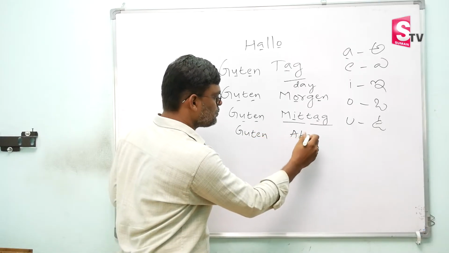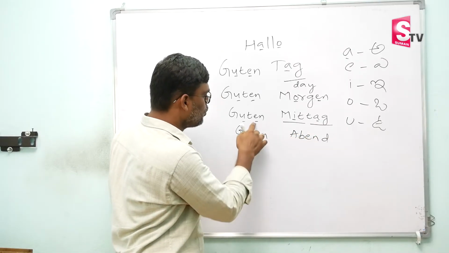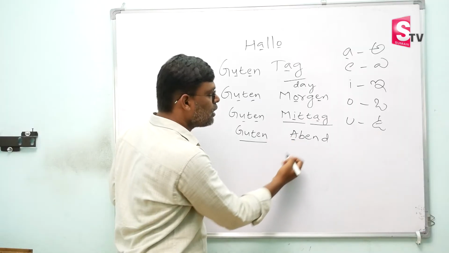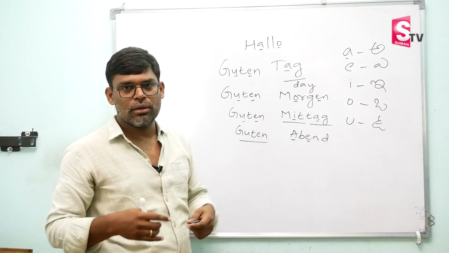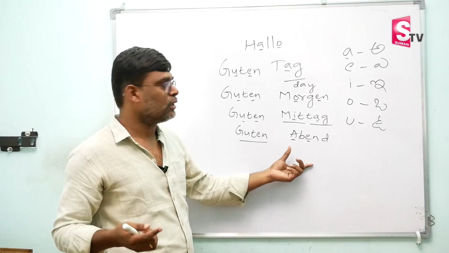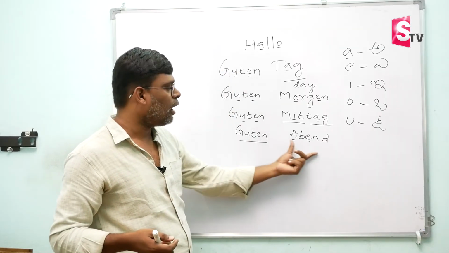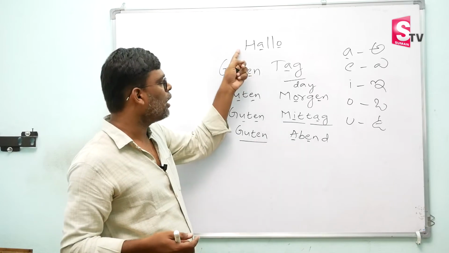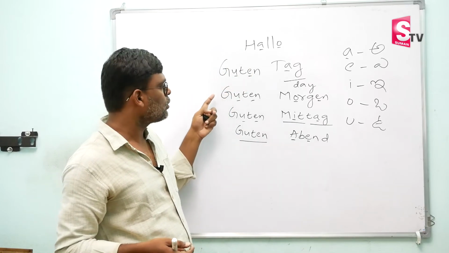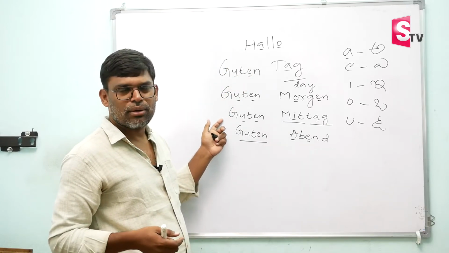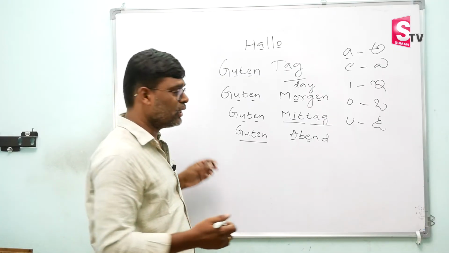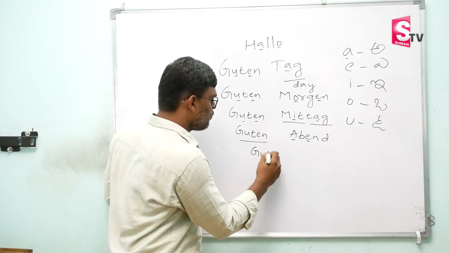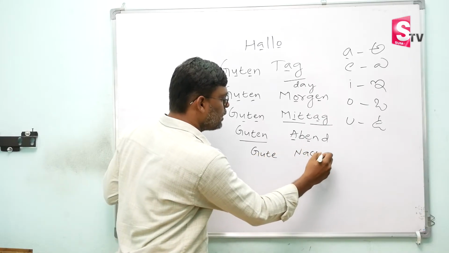See the next one. Same guten and this is Abend. Guten Abend, good evening. So hallo, guten Tag, guten Morgen, guten Mittag, guten Abend. Guten Abend, good evening. Now try to read this, follow the same rule and try to read this.